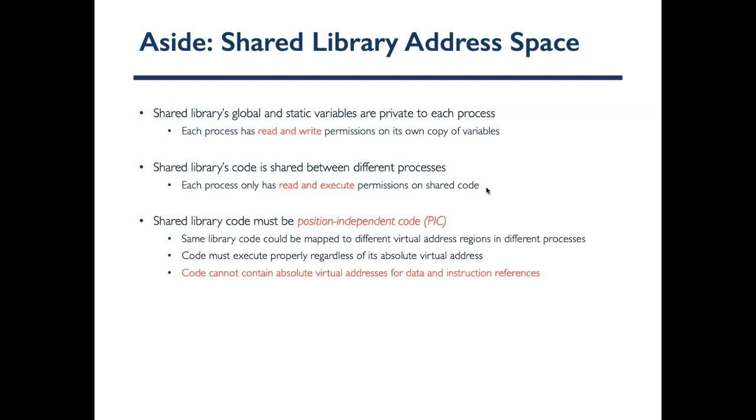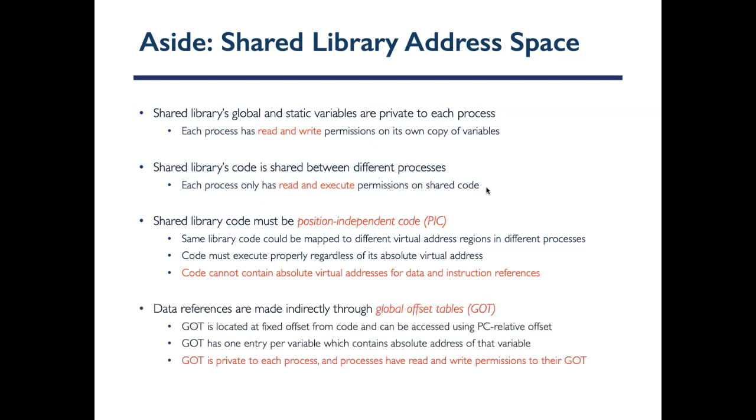This code is going to be mapped to different virtual address regions in each process. Therefore, we can't use absolute addresses. All the addresses in our code, data references and instruction references, have to be position independent. They have to be relative addresses. So how do we do that?